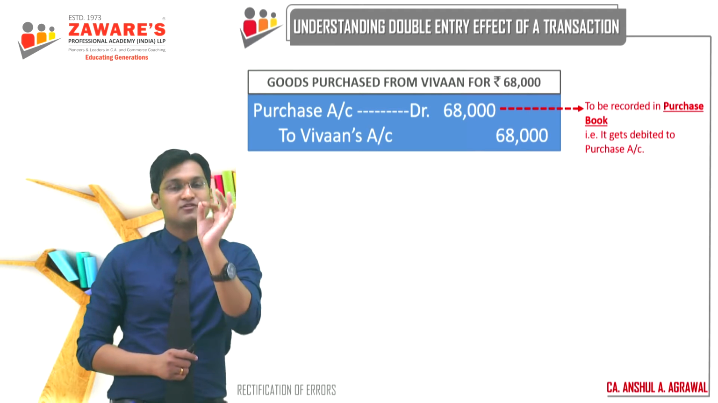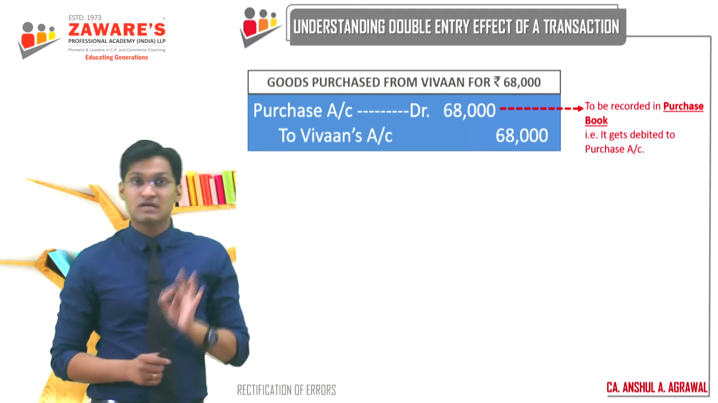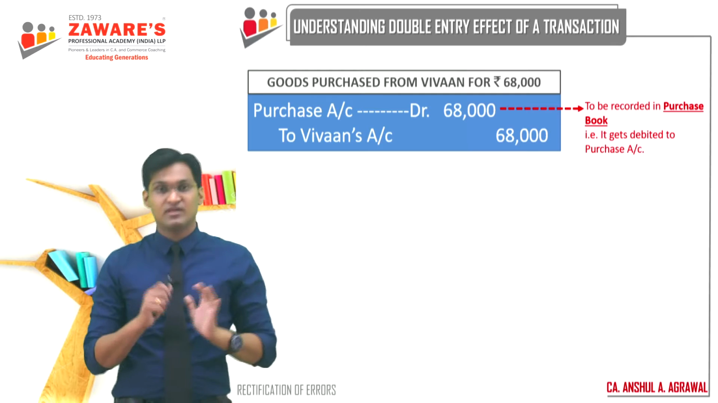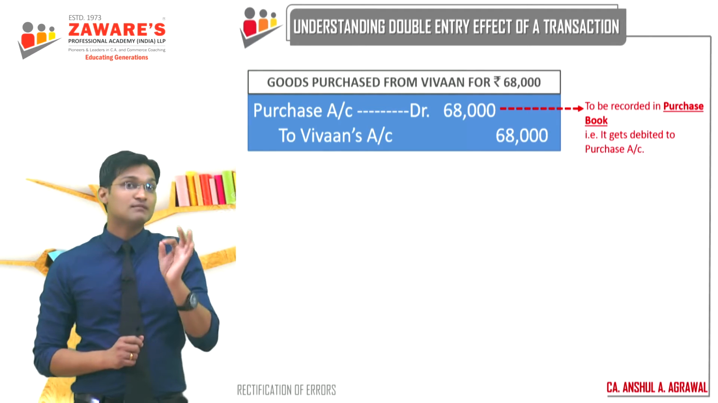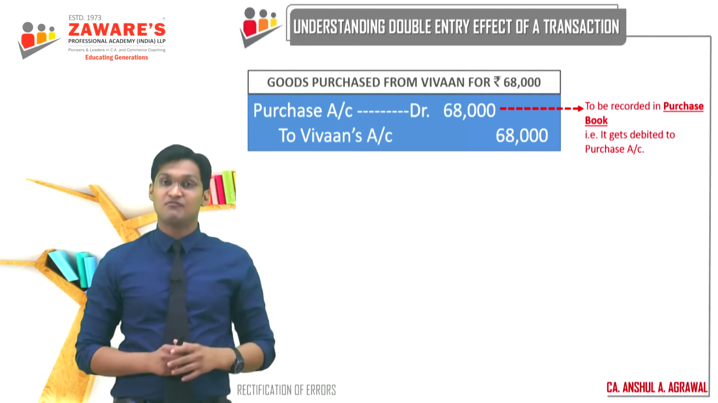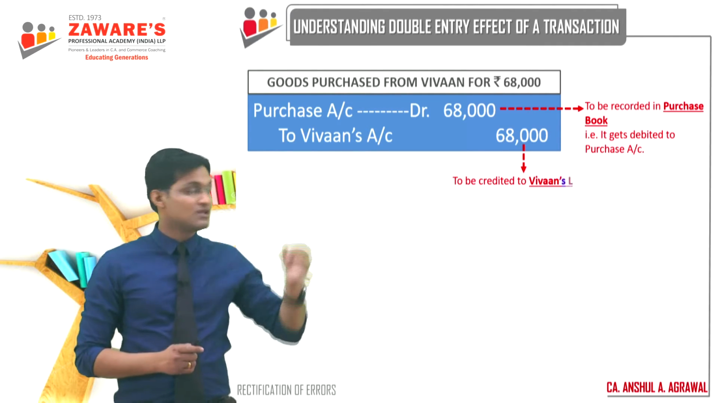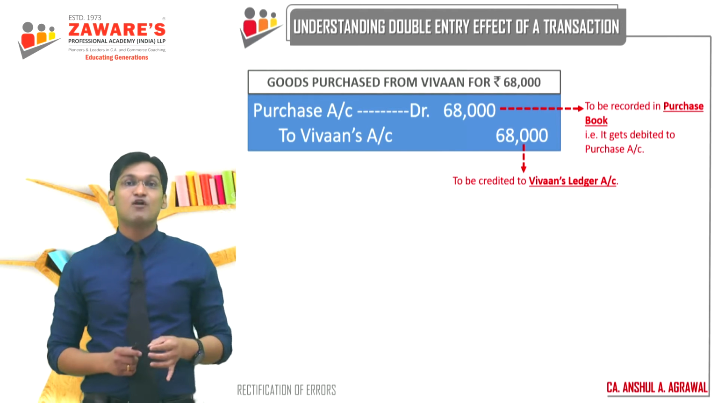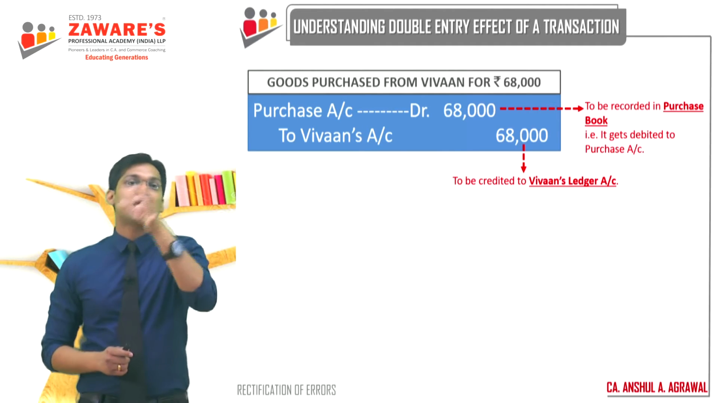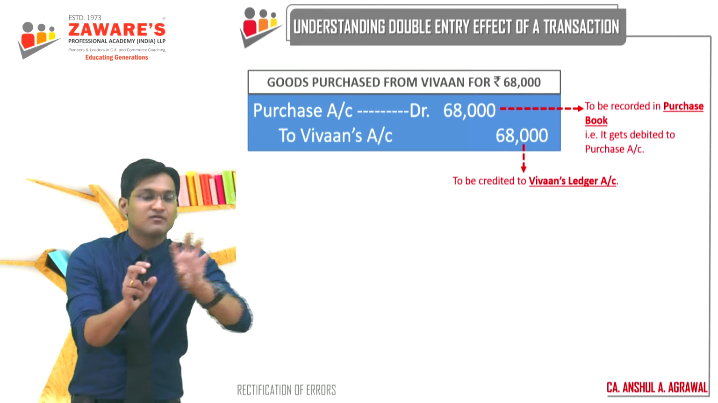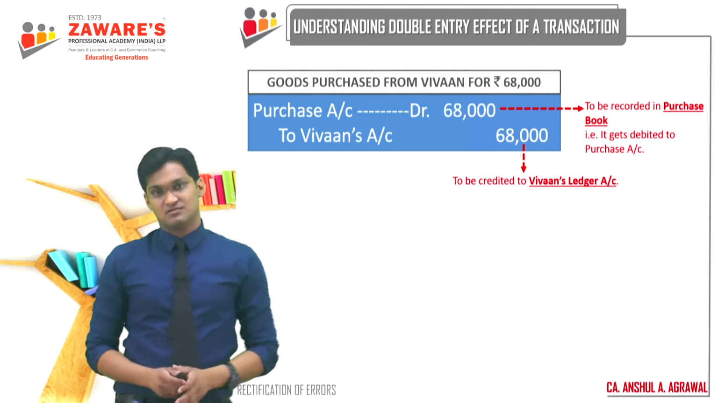So, can I say you have already debited purchase account after you recorded this entry? Yes. What about the credit effect? Vivan's account. In our secondary books of accounts, we'll create a ledger account with the name of Vivan's account, and we'll go to that account and credit this particular amount of 68,000.